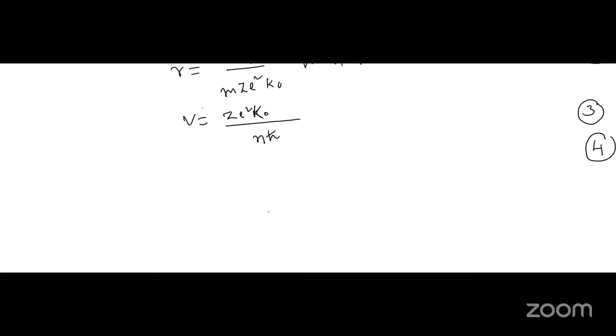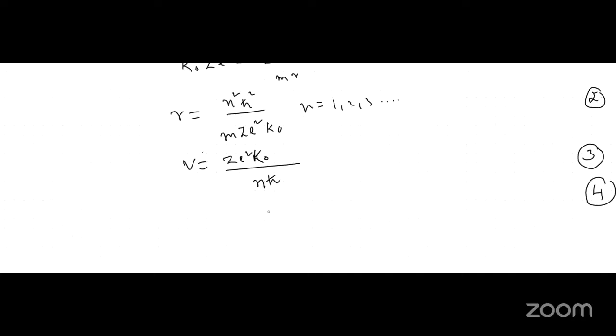So this equation, r value is equals to n square h cut square by m Z square k naught, whichever we have. It will represent the radius of the orbit. And this is proportional to the square of the quantum number, that is the principal quantum number. So from this equation, we can say that r is proportional to n square, where n is the principal quantum number.